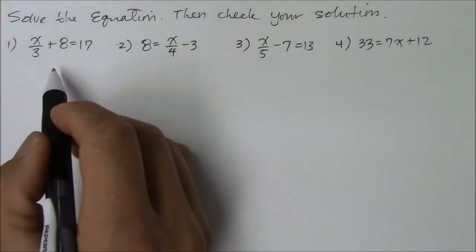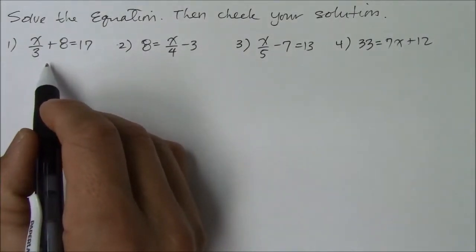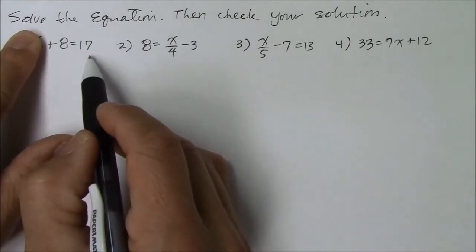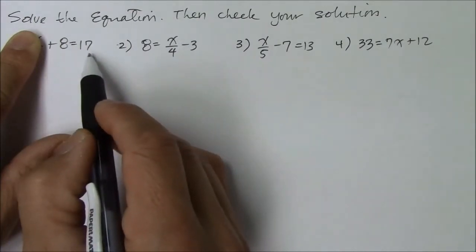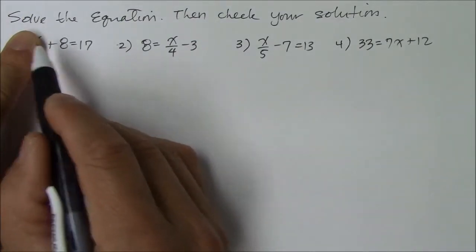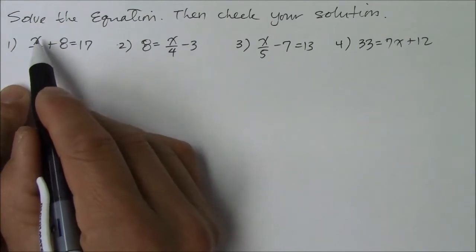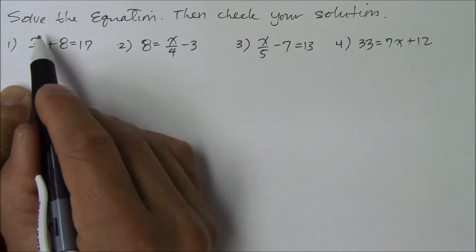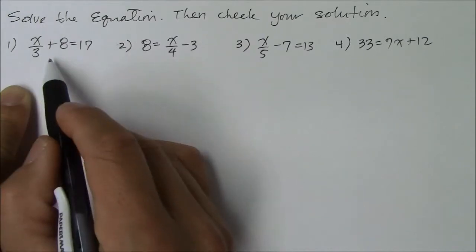So number one, if you did your mental math on this one, you ask yourself, what number plus 8 is 17? And you'll say, well, that's 9. Right? 9 plus 8 is 17, isn't it? And then ask yourself, since this has to be a 9, what number divided by 3 is 9? If you went backward, you'll say 9 times 3 is 27, so it must be 27. And that will be correct.